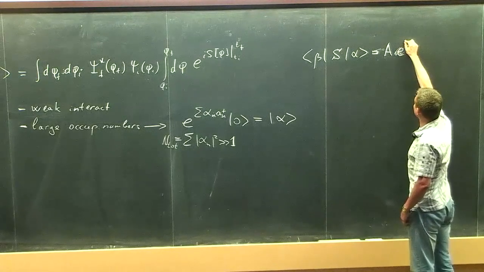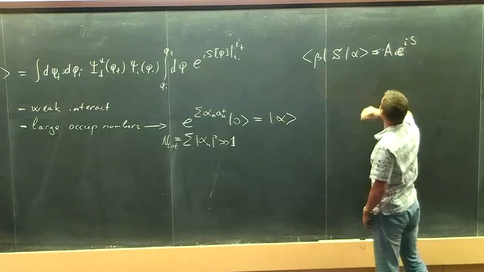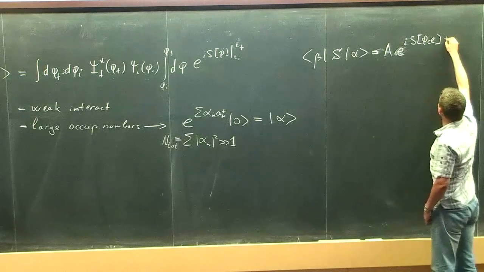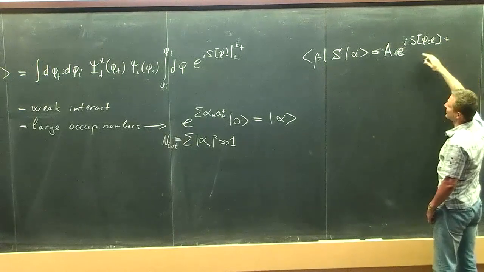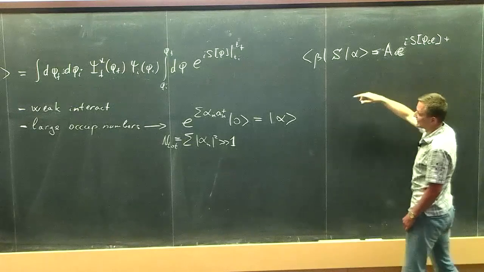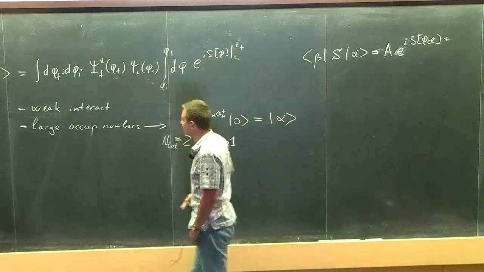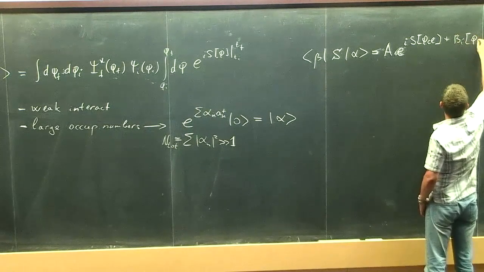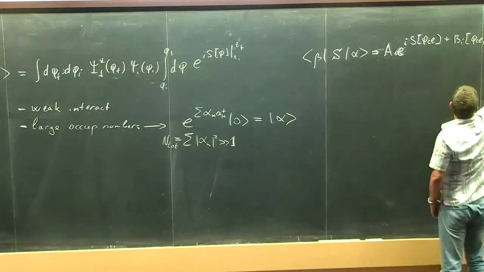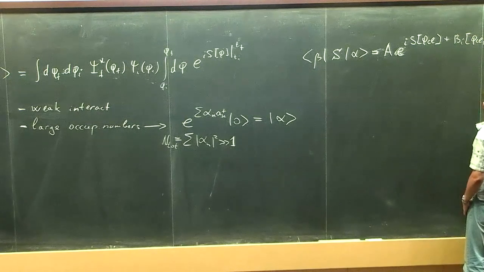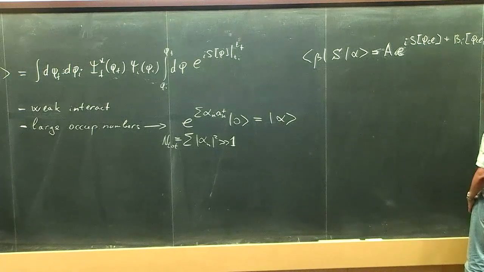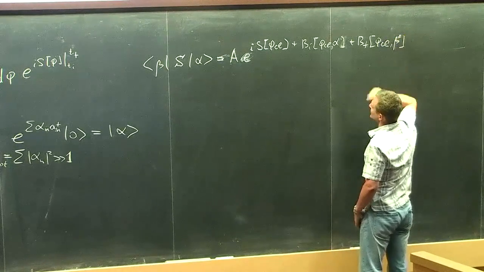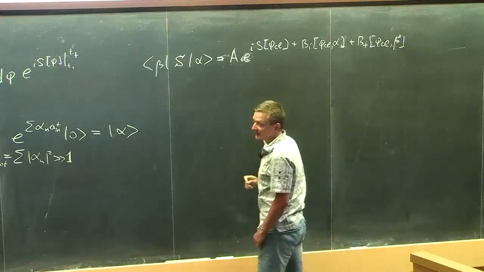But then there is a leading semiclassical exponent, which is the action evaluated at the classical solution. Plus, there are some boundary terms coming from the initial and final wave functions. Here I can put the initial, which depends on phi classical and alpha, and the final, which depends on phi classical, so on the solution, and beta star, actually. Now, what is this phi classical?